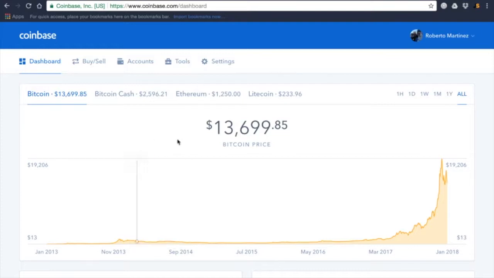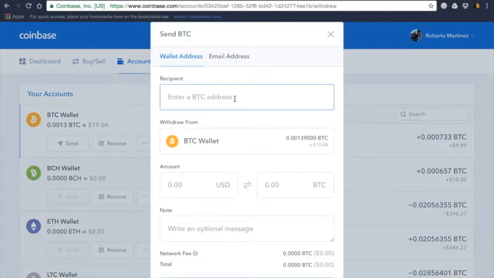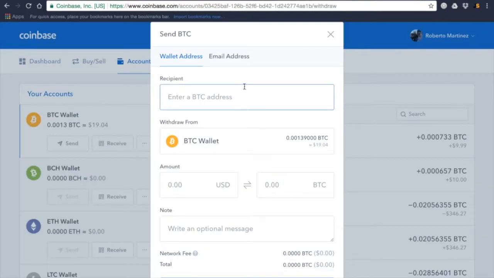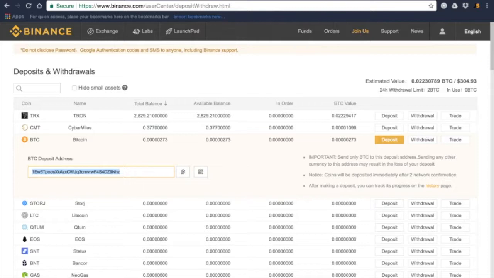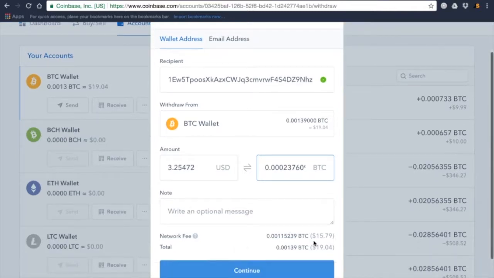Anyways, once you're here and you already have Bitcoin on here and you want to send it out, you're going to want to go to accounts, and you're going to want to send the amount of Bitcoin you have. And let's see, you're going to want to copy your Bitcoin address and enter the address, make sure it's correct. Let's see, 1EWHZ. Go back here, 1EWHZ. There we go. And I am just going to send all of this over now that it's there. Max. All right. Once you're here, you're going to want to click continue.